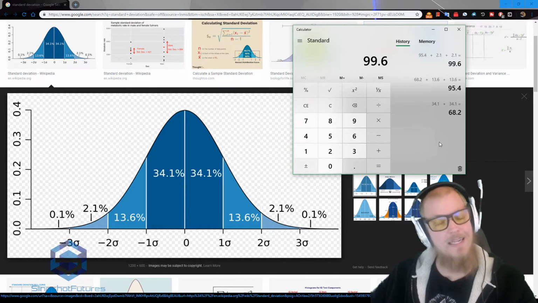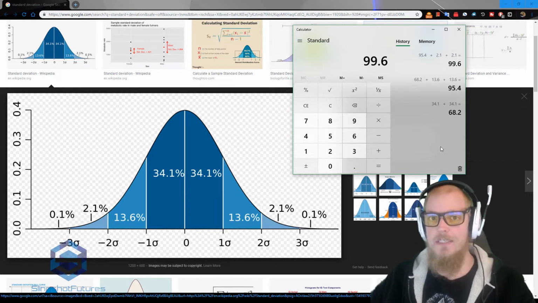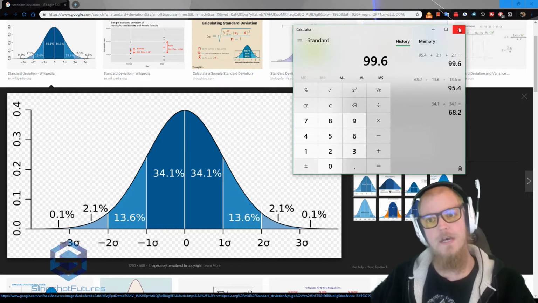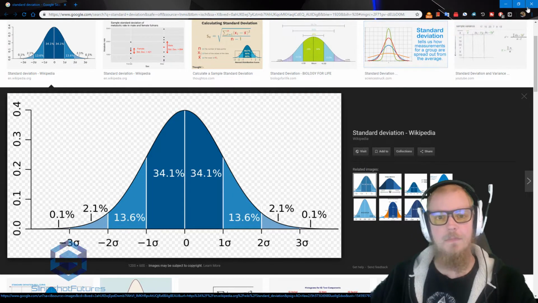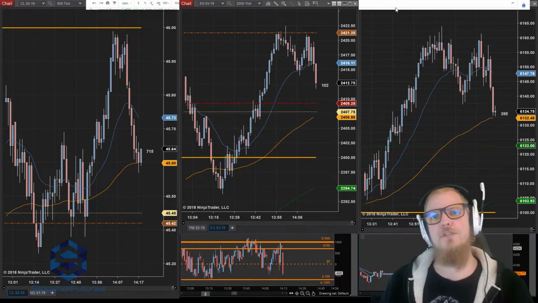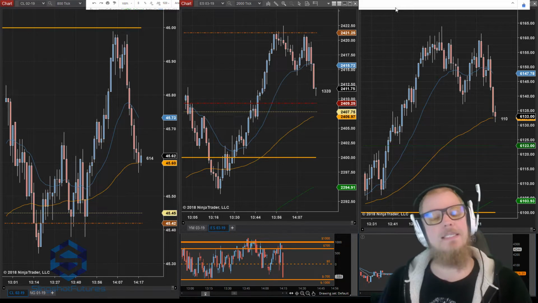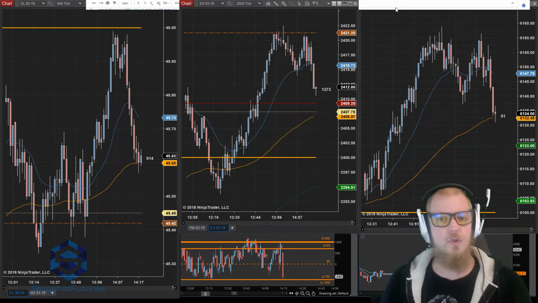But if it goes outside of that, chances are it's going to come right back inside of those 3 deviations, and if it doesn't, you might have one heck of a move on your hands. So now that we know the probabilities and the percentages behind it, we can go a little bit further. Now, we can do these calculations manually if you would like to, but again, trying to make things as easy as possible, I just use Google Sheets.